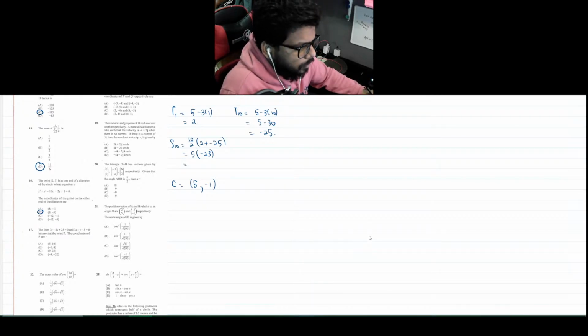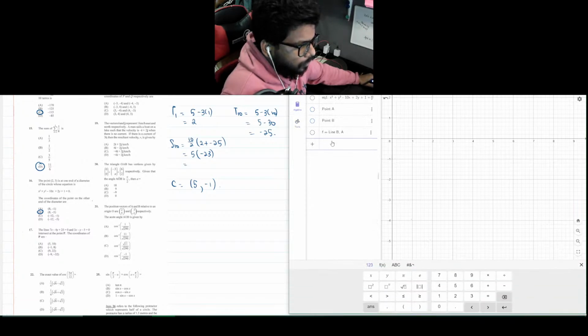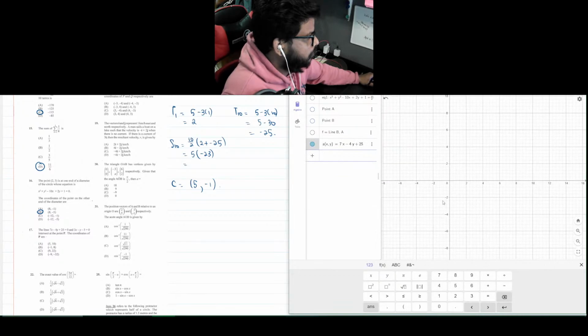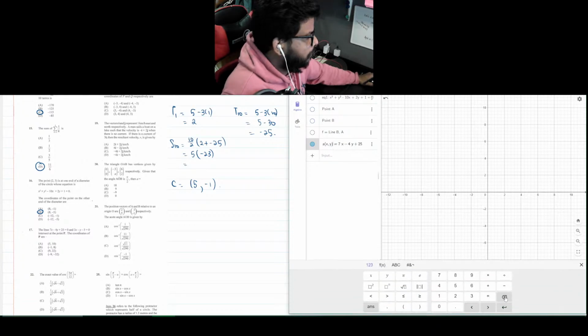The lines that intersect at the point P, again, I'll be jumping on the app. Hide all this here. 7x minus 4y plus 25 is equal to 0. 7x minus 4y plus 25 is equal to 0. And 3x minus y minus 5 is equal to 0.